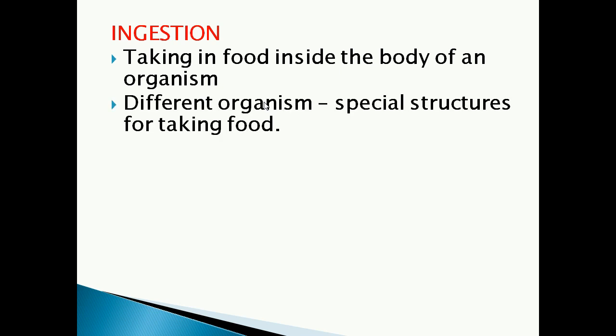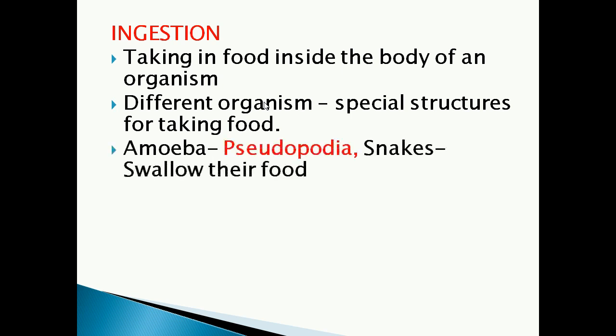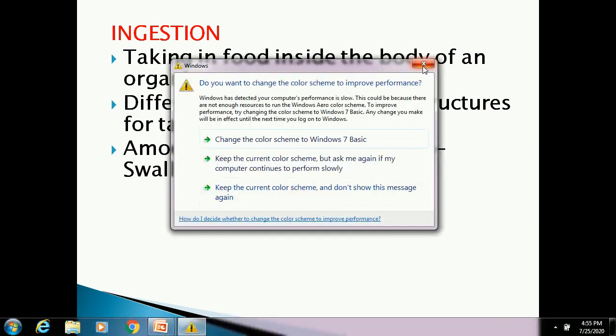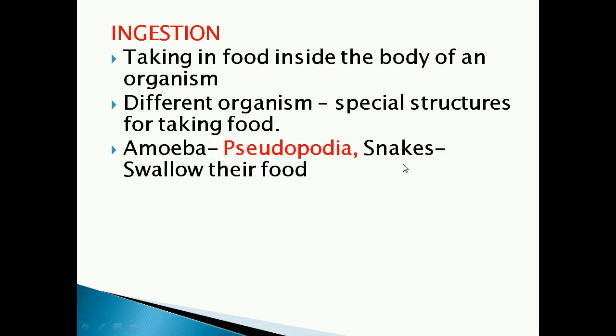Now we can see some organisms with different structures, how they take in food. So amoeba uses pseudopodia. Pseudopodia is a finger-like projection which is present in amoeba. So amoeba will use pseudopodia to engulf food particles. In the same way, how do snakes take in food? Snakes such as python will swallow their food as a whole.